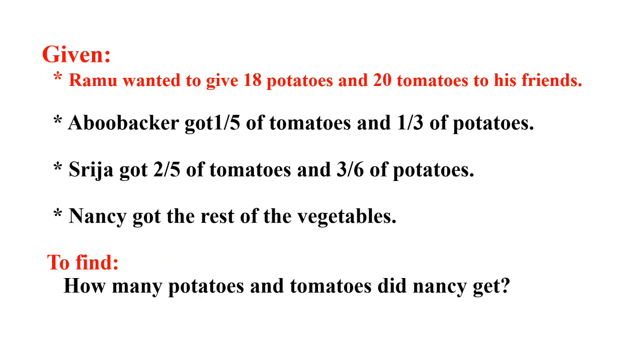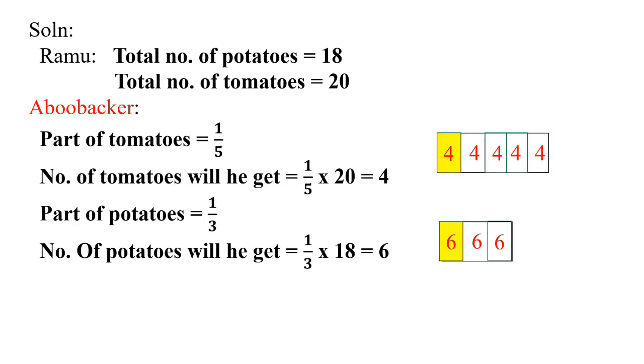Ramu has 18 potatoes and 20 tomatoes. He is giving Abu Bakr 1/5 of tomatoes and 1/3 of potatoes. Srija is getting 2/5 of tomatoes and 3/6 of potatoes. Nancy is getting the remaining vegetables. We want to find how many potatoes and tomatoes Nancy will get. First, we have to find Abu Bakr's share.